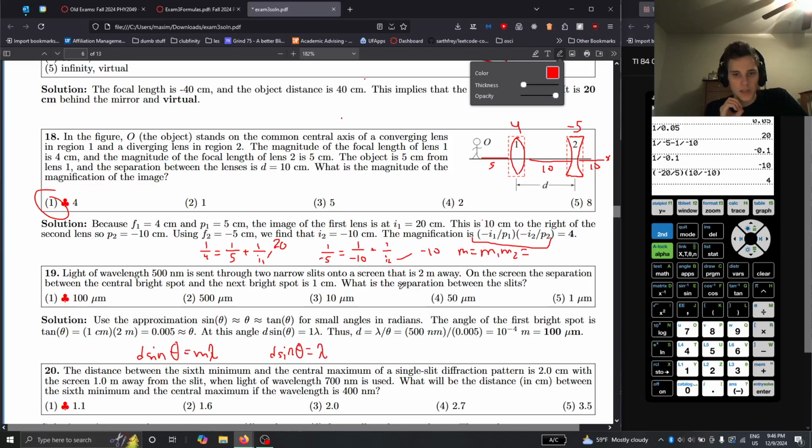All right, and the separation between the slits, that's actually the d. So we're going to be solving for that. And so we know that d is going to be equal to wavelength over sine theta, and we have the wavelength, it's 500. But how do we solve for sine theta?